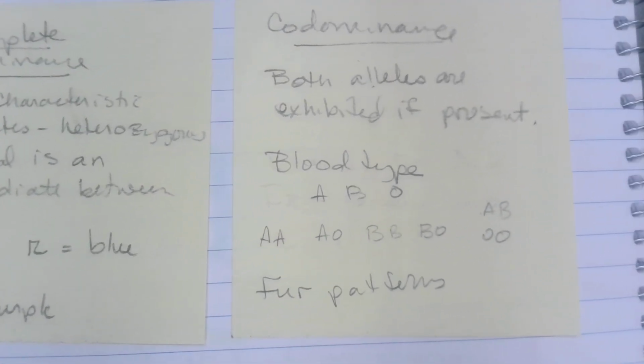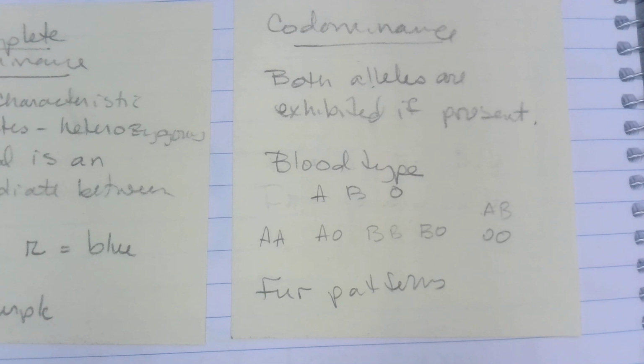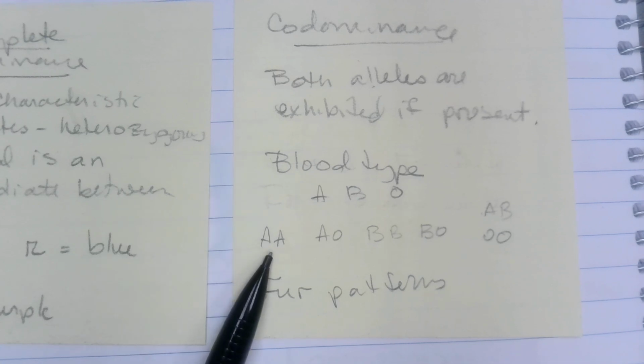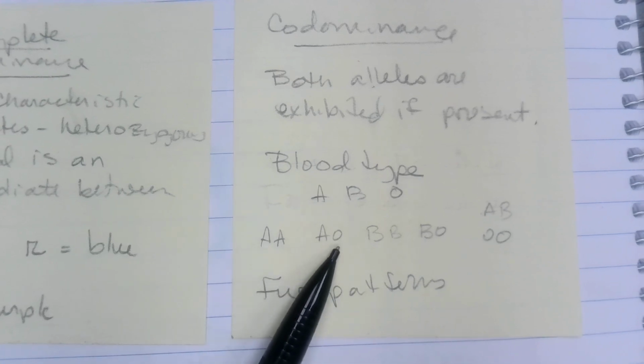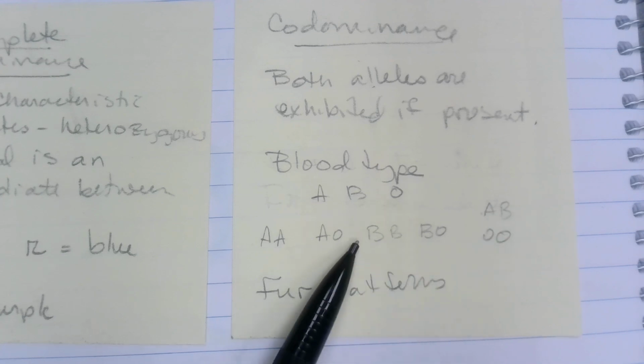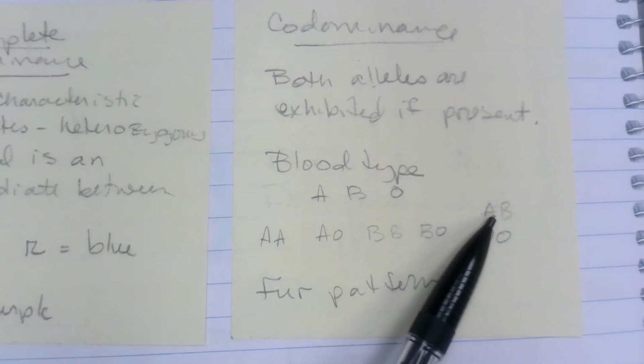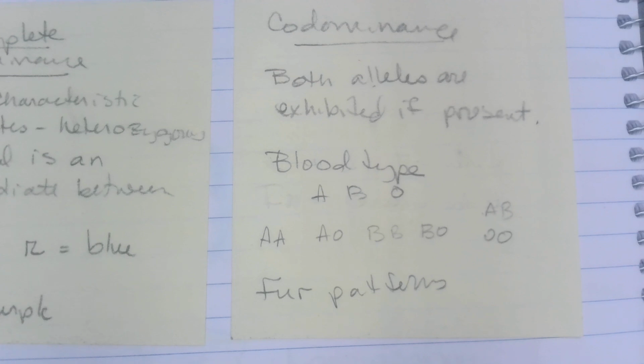Codominance is another pattern of inheritance. Both alleles are exhibited if present. So we have different blood types: blood type A, blood type B, blood type O. But once again, there are 2 letters for a genotype. So you can be AA, or AO, or AB, BB, BO, or OO.